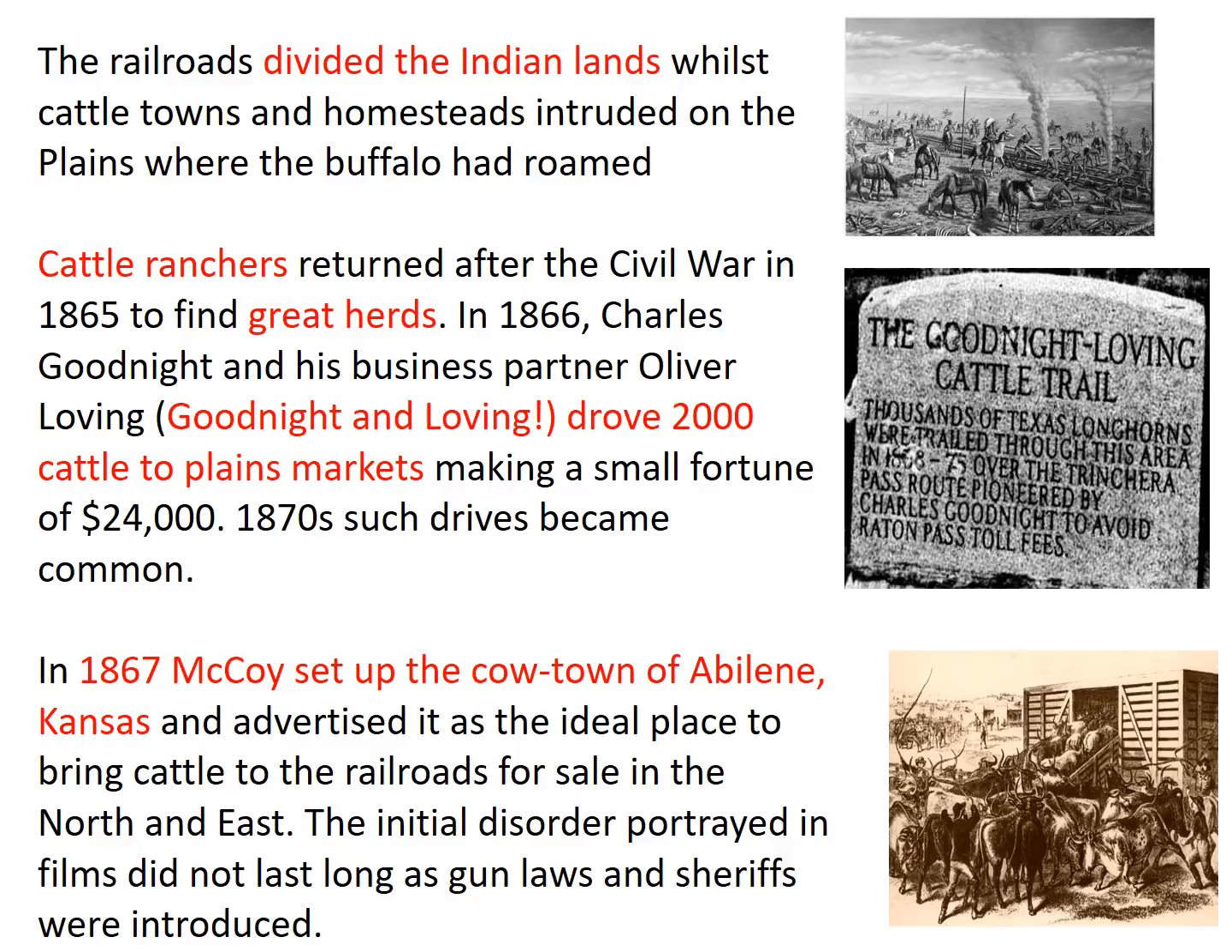It's realised there's an awful lot of money available in this drive to get this cattle. In 1867 we get the first cow town of Abilene in Kansas, and it's advertised as a place to bring cattle to the railways for sale in the north and east. And there was disorder in these towns initially, as often you see in westerns. But very soon sheriffs are introduced, and it doesn't last long. You can imagine the cowboys then going in from a long drive and wanting to have a bit of fun and partying, and the conflict that would come from that.